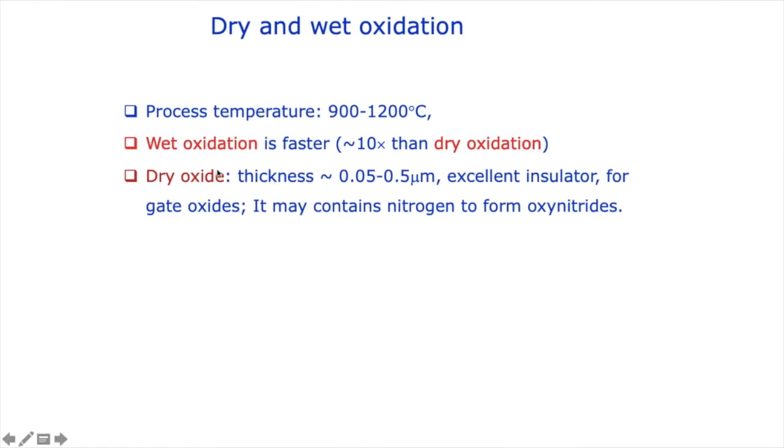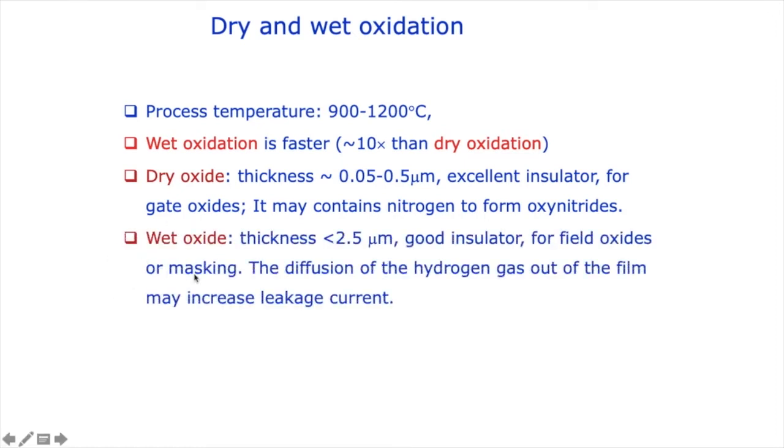In the case of the dry oxidation process, the oxide layer thickness is typically like 0.05 to 0.5, half a micron. So it's quite thick when you think about the device. It is an excellent insulator, and you can use it for the gate oxide layer. Now it may contain nitrogen to form oxynitride. That's because nitrogen gas is essentially used as a gas that carries the oxygen gas. So nitrogen is used, and I'll talk about this.